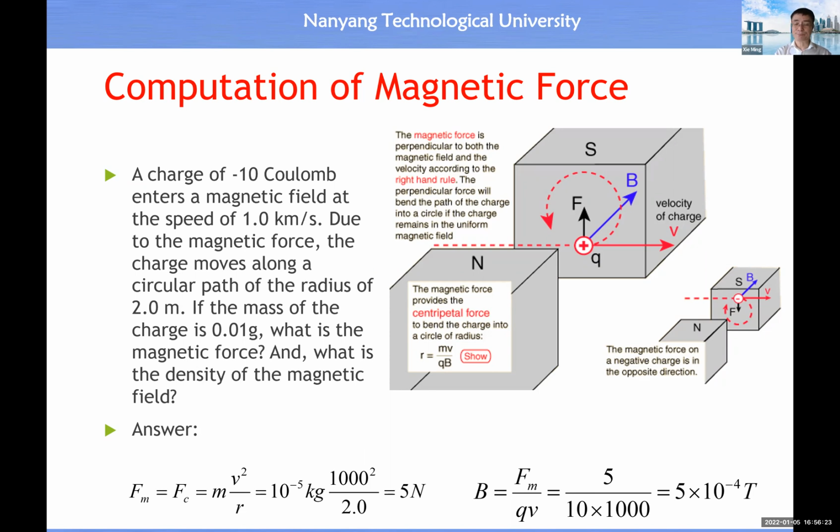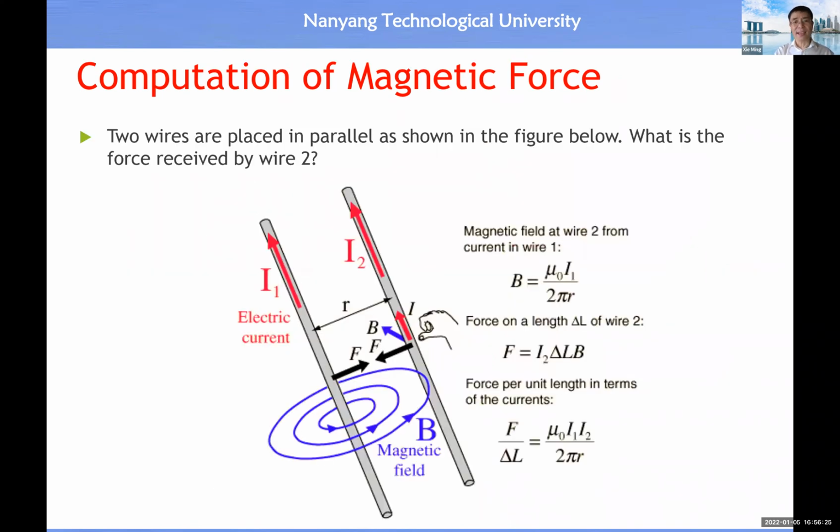And then in this situation, now we have 2 parallel wires. In wire 1, there's a current I1. In wire 2, there's a current I2. The I1 will produce a magnetic field, and the density of this magnetic field is a function of the distance from wire 1, the perpendicular distance from the wire. And then we have this equation.